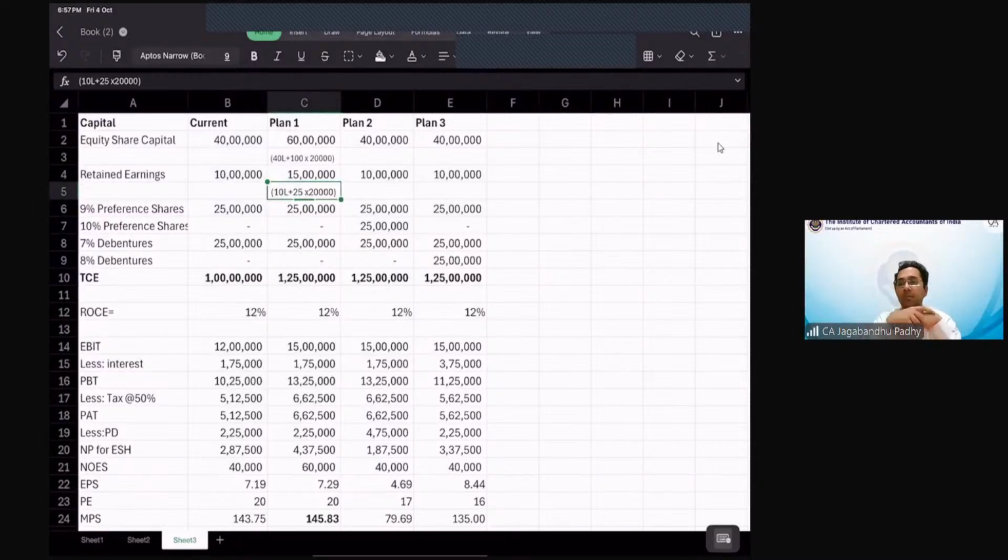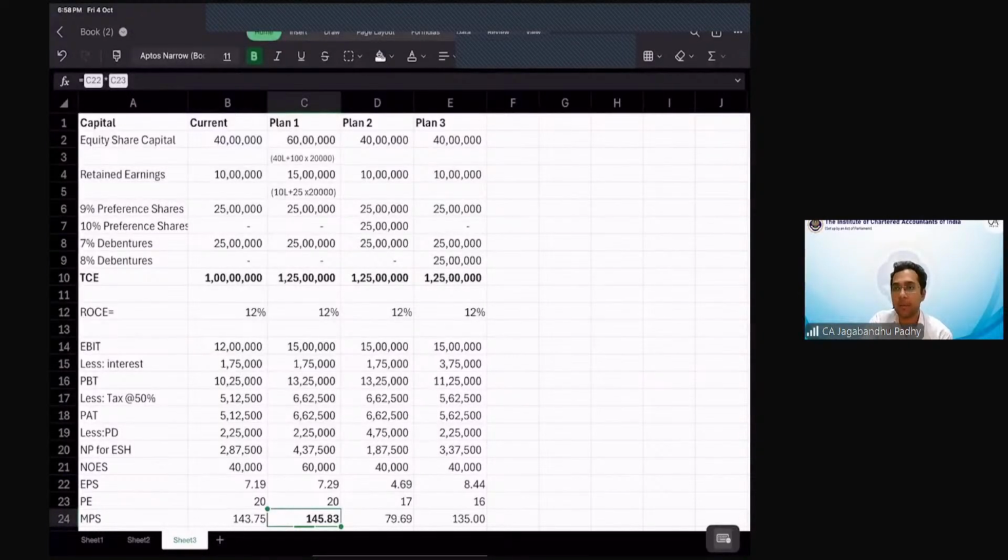Sir, in plan 3, EPS is on the higher side, na? Plan 3, EPS is on the higher side. But that is not a matter. That won't be accepted because our objective is wealth maximization. Market price only matters. Yes, market price matters because market price is an indication of the shareholders' wealth due to the company. Okay, sir.